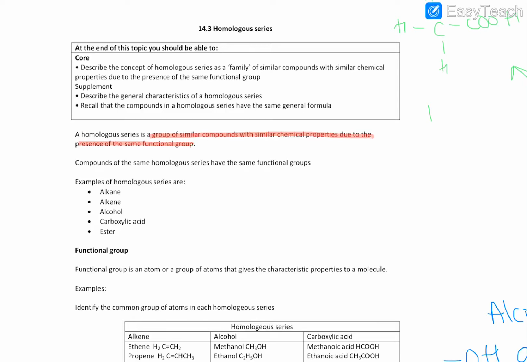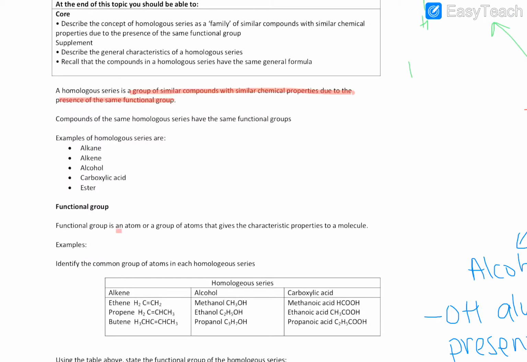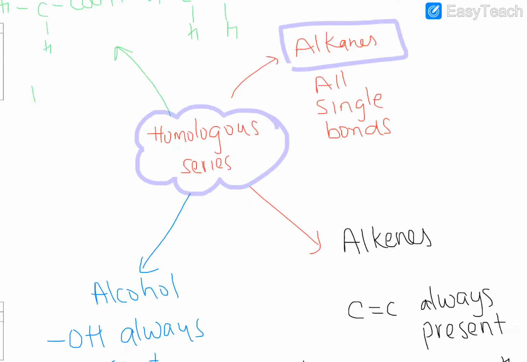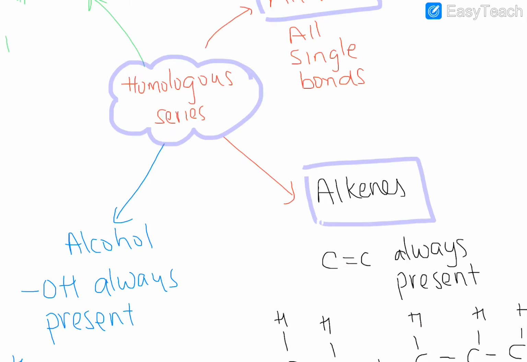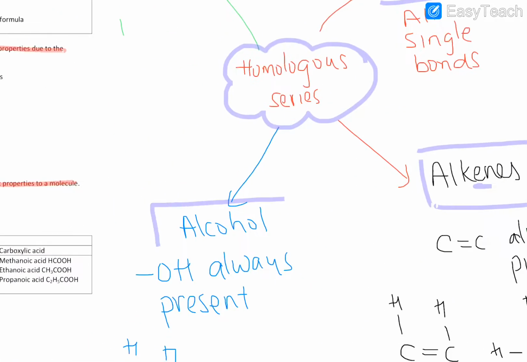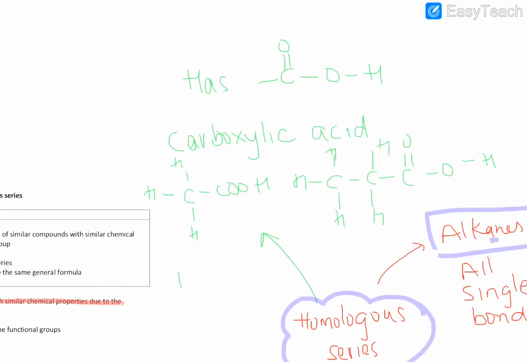And what is a functional group? A functional group is an atom or group of atoms that gives the properties to a molecule. So let's see what it is. These are the homologous series that we have. So we have alkanes, that's one family. Another family is alkenes. There's an E here. Here there's an A. There's the alcohol family. And there's the carboxylic acid family.